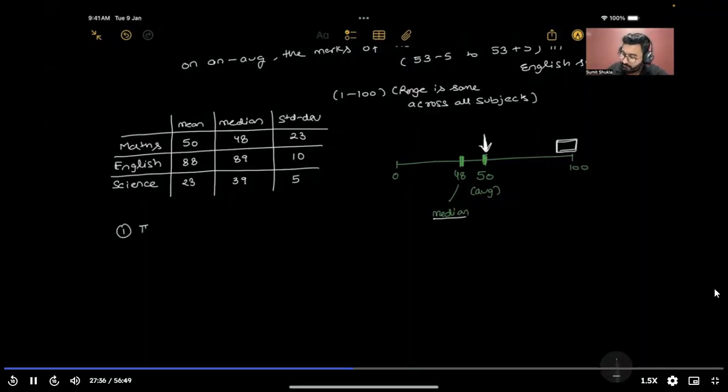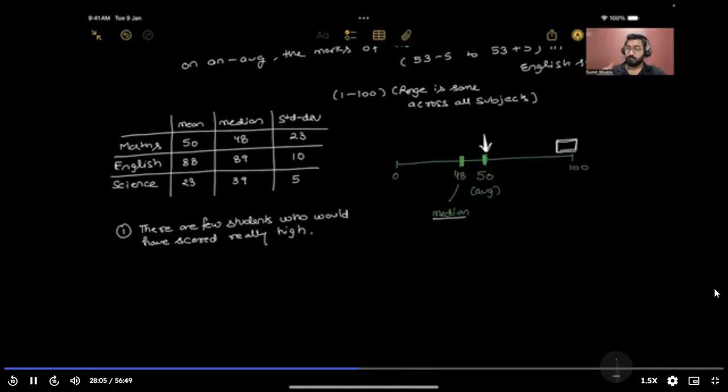So one point that I can think about this data for maths is there are few students who would have scored really high, right? That is the reason your mean has been shifted while median is at 48, right? So that's the one point we can understand.